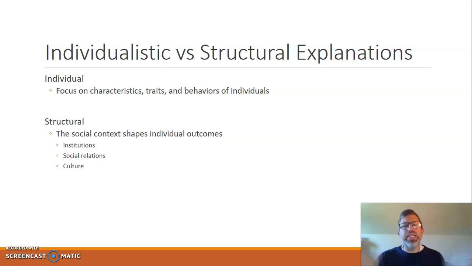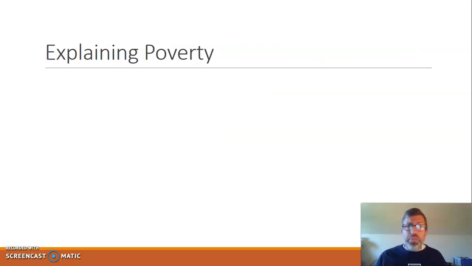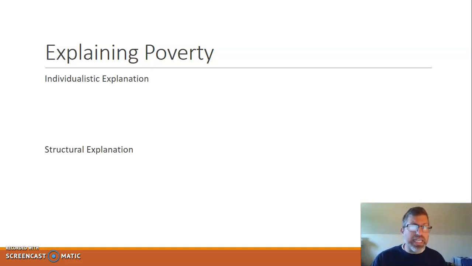Now, these are the big structural contexts that then shape us. And I want you to again see this distinction between individualistic and structural explanations and understand some of the rudimentary aspects of structural explanations, or of social context that shapes what goes on. This is really at the center of sociology. So how does this help us to then think about different ways to explain poverty? Well, we can, again, distinguish between individualistic explanations of poverty and structural explanations of poverty.